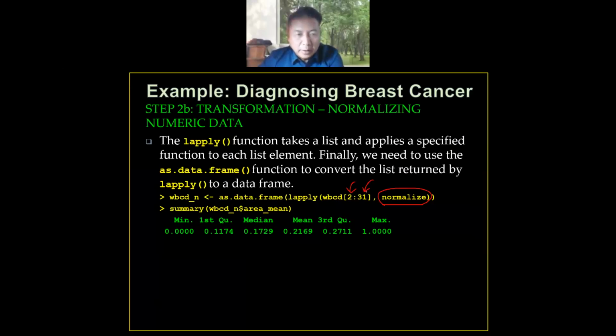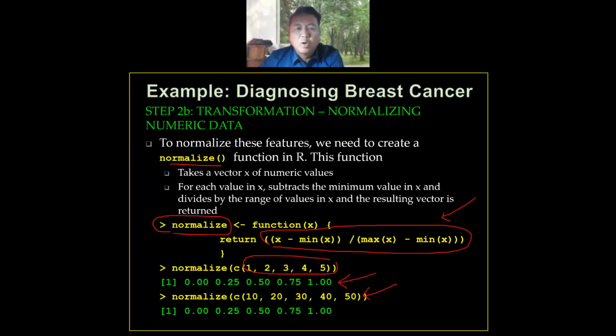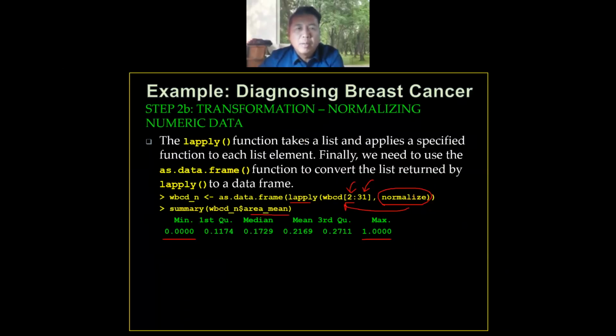So basically we have 30 columns. We will apply this function to this data, and now when we look at the summary for the area mean, notice that the minimum value is 0 and the maximum is 1. Compare with the area mean just now. So this one becomes 0, this one becomes 1 already. That means we have normalized them. We normalized them using the function that we defined using min-max, and we applied it to all the data. Okay, next. We finished with the data preparation.